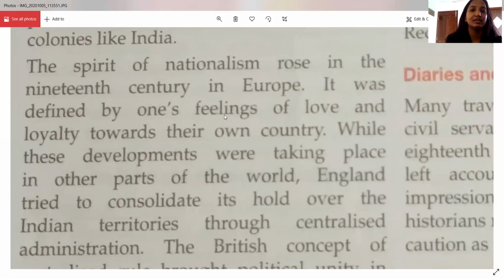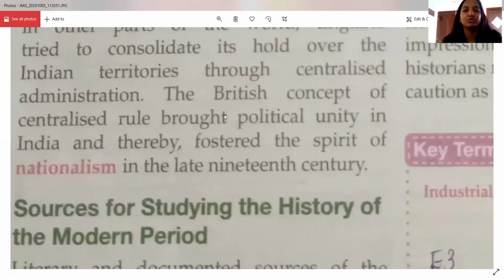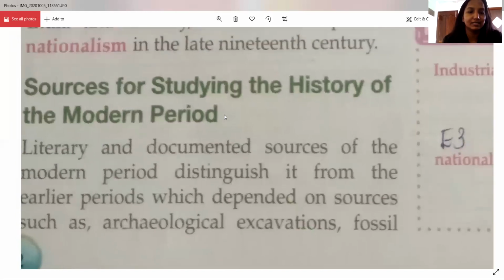The second thing is nationalism. What is nationalism? It is one's feeling of love and loyalty towards their country. As nationalism arose across the world, it also came to India in the late 19th century, which led to Indians thinking of having a free state.